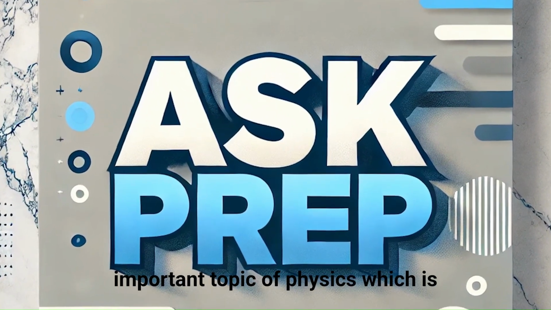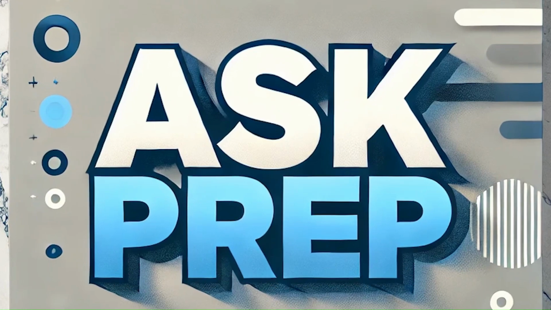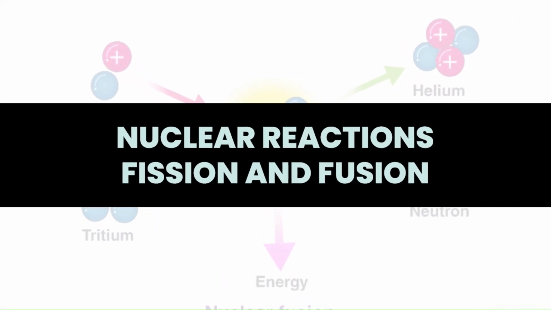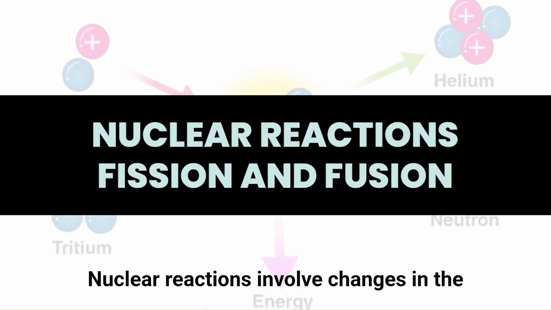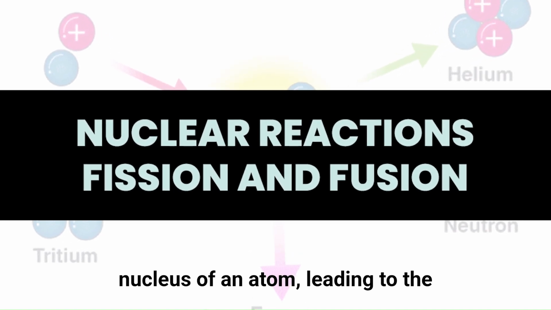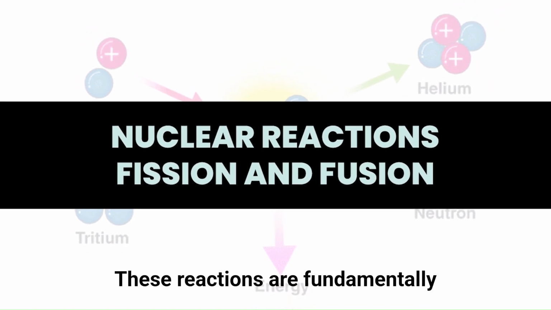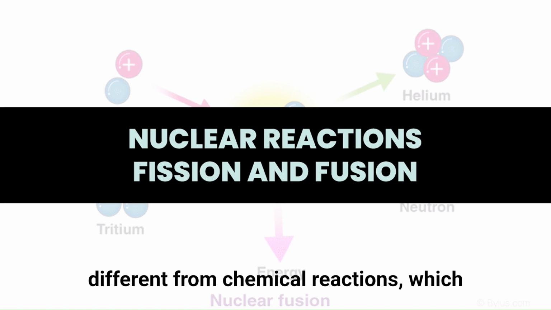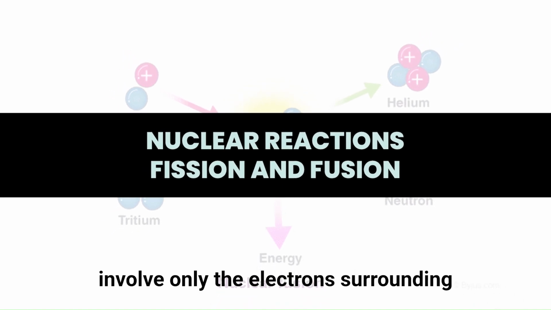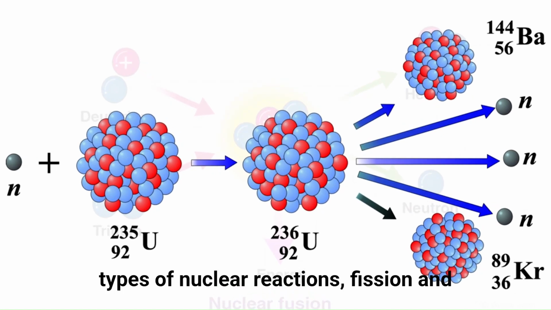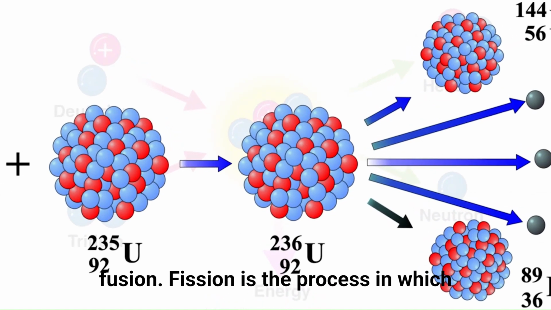Today we will study about a very important topic of physics, which is nuclear reactions, fission and fusion. Nuclear reactions involve changes in the nucleus of an atom, leading to the release or absorption of energy. These reactions are fundamentally different from chemical reactions, which involve only the electrons surrounding the nucleus. There are two primary types of nuclear reactions, fission and fusion.